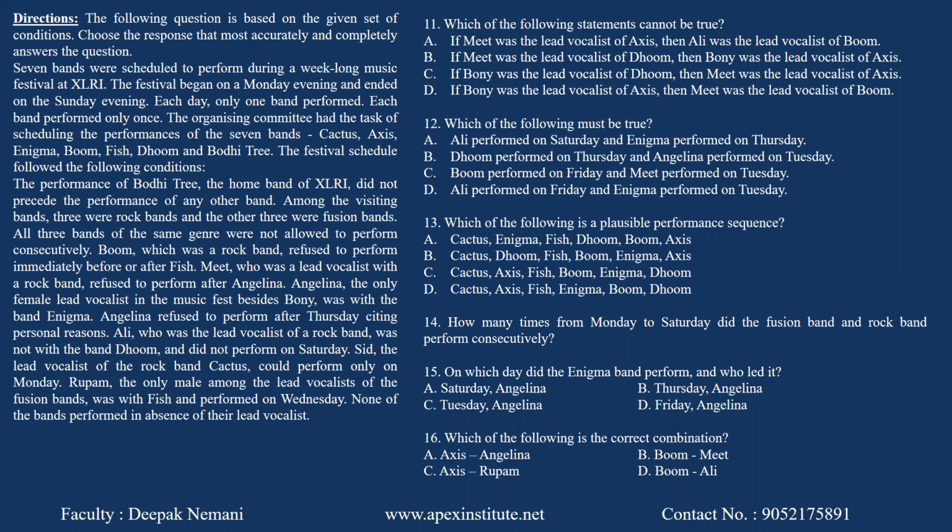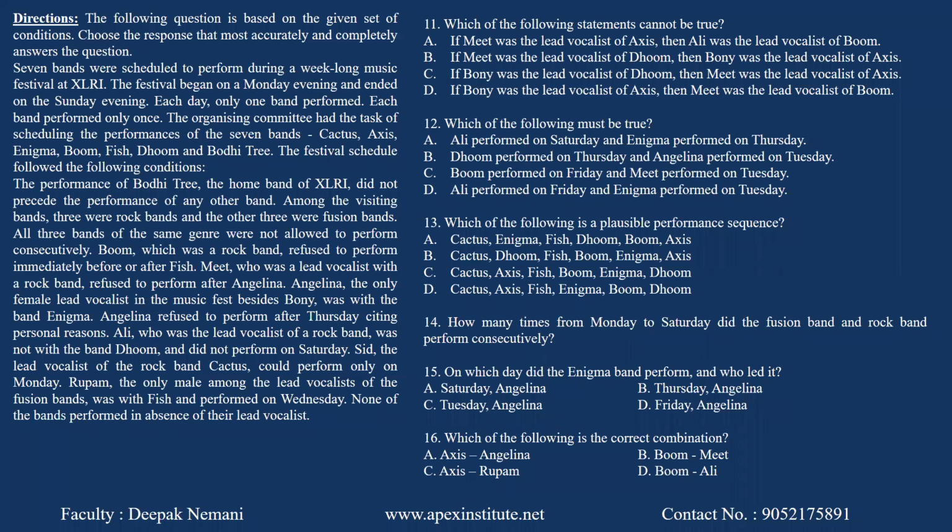So you have 7 bands: Cactus, Axis, Enigma, Boom, Fish, Doom, and Bodhi Tree. The festival schedule followed the following conditions. So you are given the following conditions. So this is a question from arrangements. So as of now, you need to arrange 7 bands in 7 consecutive days.